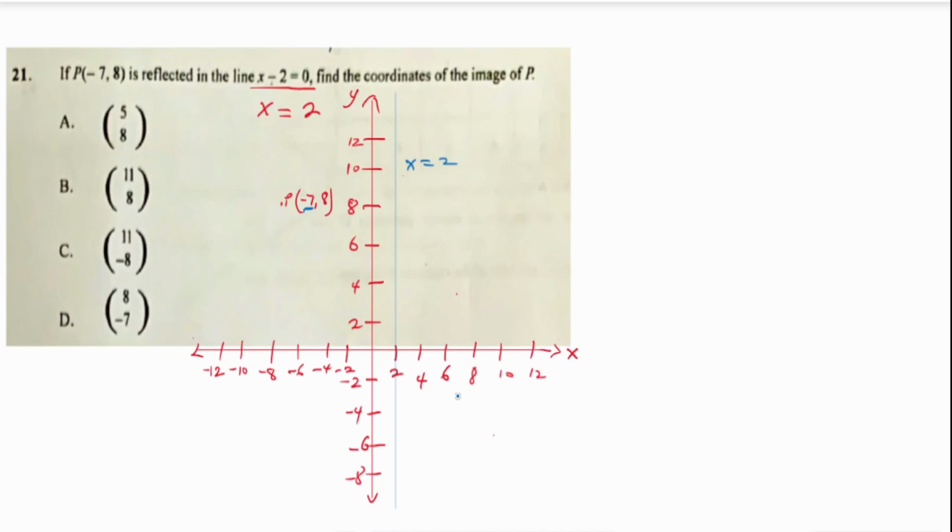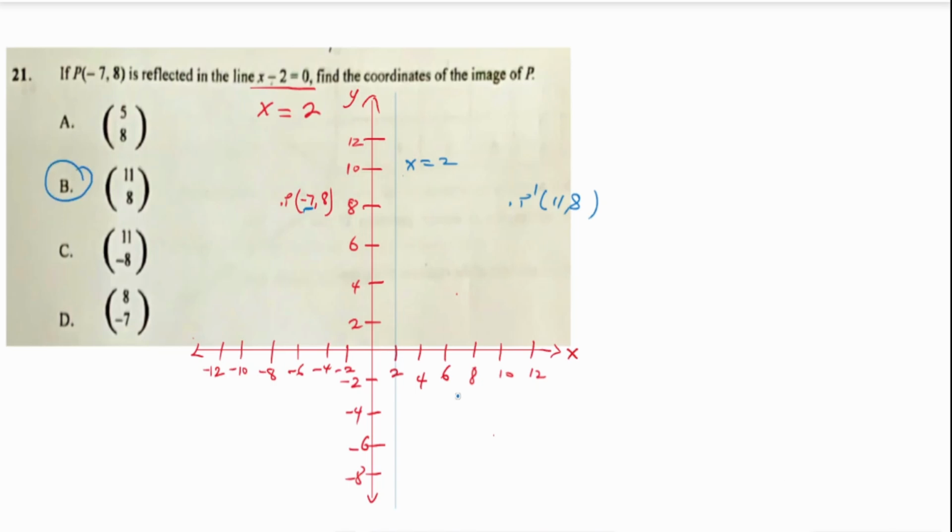So the easiest thing I'm going to do is that when reflecting, the object distance should be the same as the image distance. So I'm going to jump 9 units from 2 to the right. And 2 plus 9 is going to give me 11. So the image of P will be somewhere here. And that will be P prime, or whatever I want to call it, to be 11, 8. And that is option B.